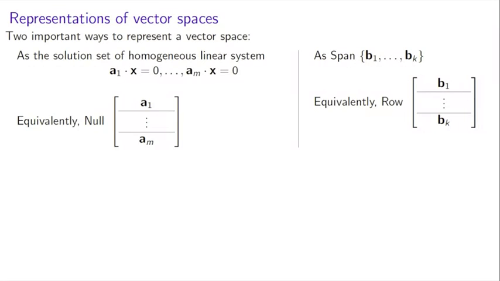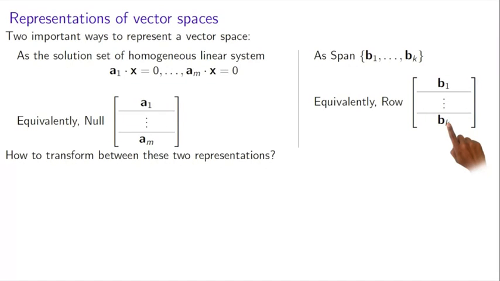So let's return to the two representations of vector spaces. One representation is as the solution set to the homogeneous linear system a1.x equals 0 through am.x equals 0, or equivalently as the null space of a matrix whose rows are a1 through am. The second representation is as the span of vectors b1 through bk, or equivalently as the row space of the matrix whose rows are b1 through bk. How do we convert between one representation and another?